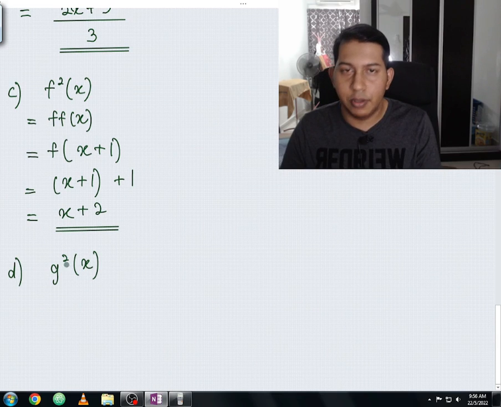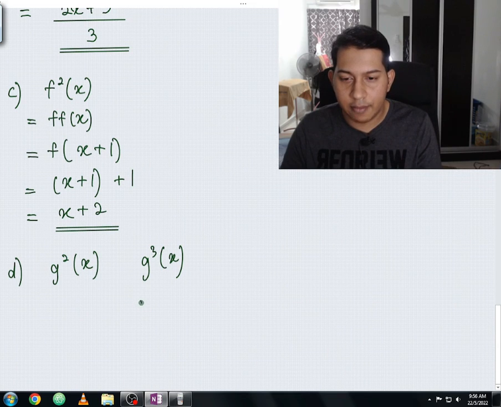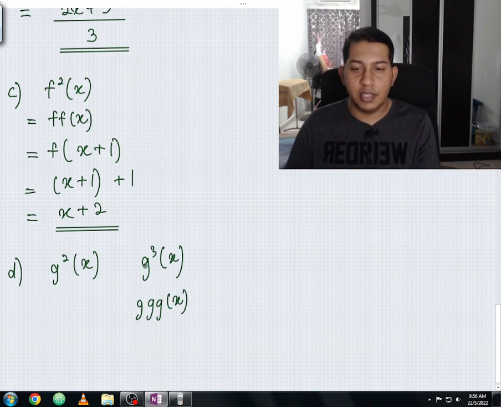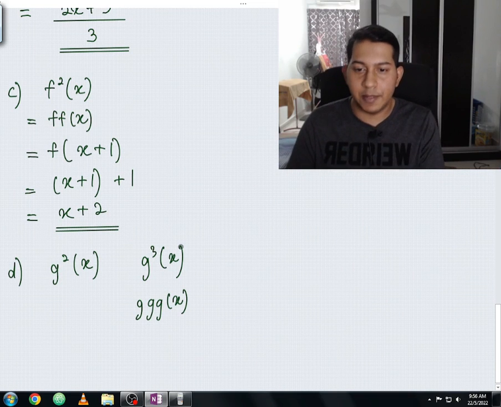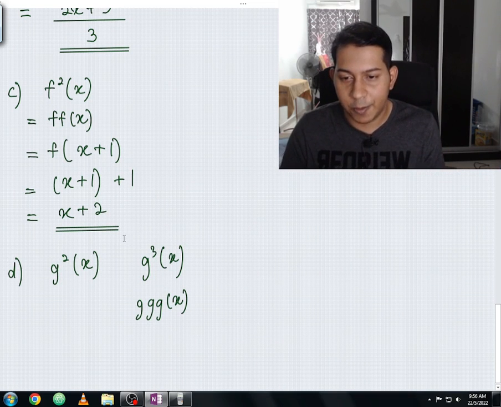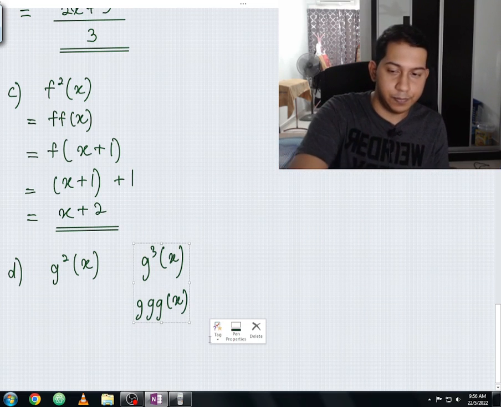Okay, let's say for example, what if you have g cubed of x? If you have g cubed of x, that means you have g of g of g of x. That means your function g is being mapped 3 times. It's based on the power number here. Since you have 2, it's being mapped 2 times. If you have 3, it's being mapped 3 times. So I hope you understand the concept here, guys.